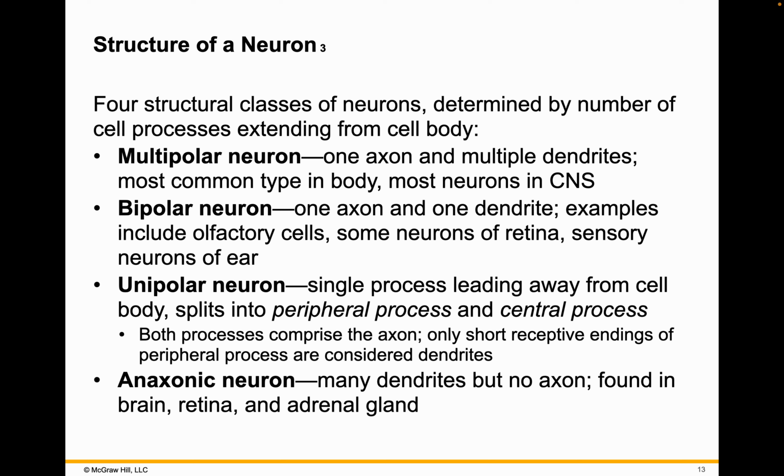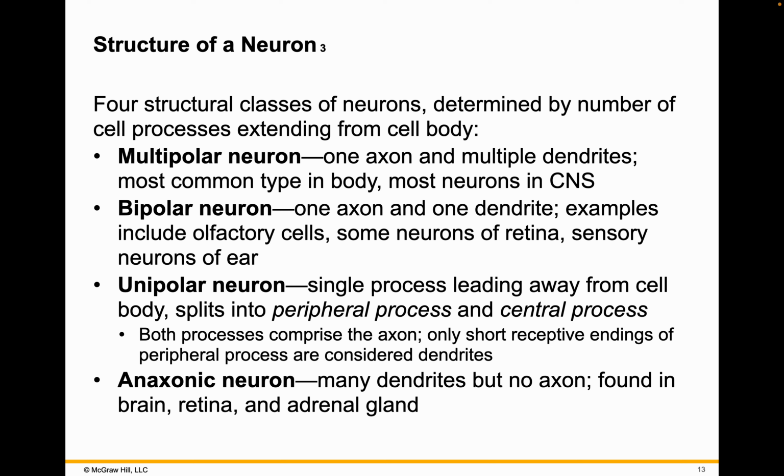We find these in olfactory cells in our nose, some neurons in the retina, and sensory neurons in the ear. These are going to be found mostly in our special senses that we will get to later on in the semester. We can have a unipolar neuron, which is a single process leading away from the cell, but it quickly splits into a peripheral process and a central process. Both processes comprise the axon. There's only a short receptive ending on the peripheral process that is considered dendrites.